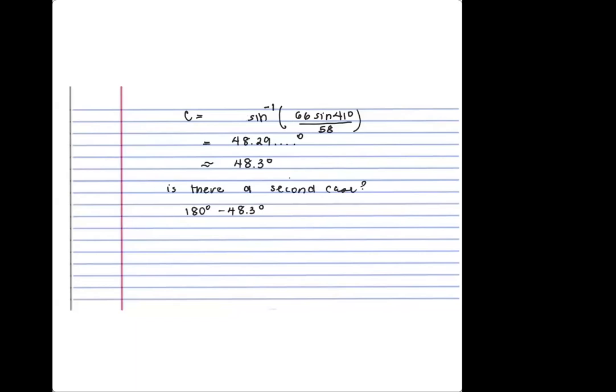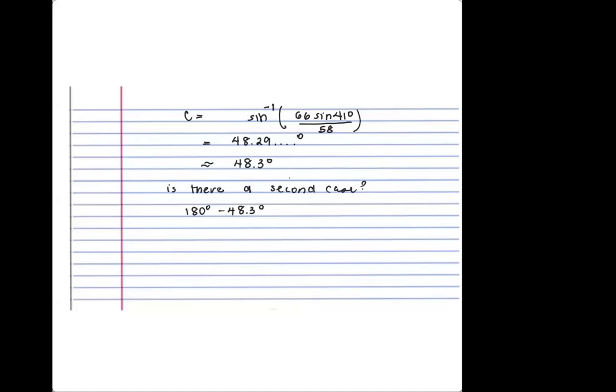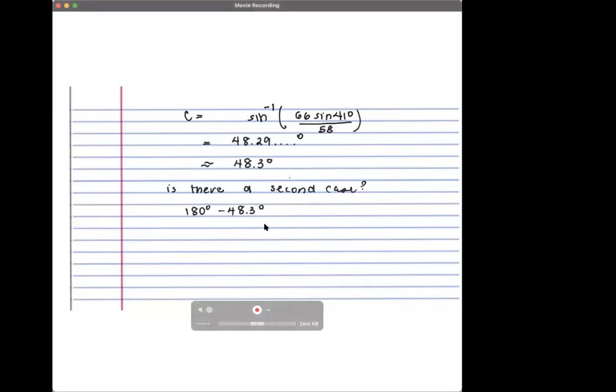So if you know the reference angle, and 48.3 is an acute angle, the sine inverse will always give you an acute angle because these numbers are positive. But there's another angle in the second quadrant that might work. So let's try it. We do 180 minus 48.3.